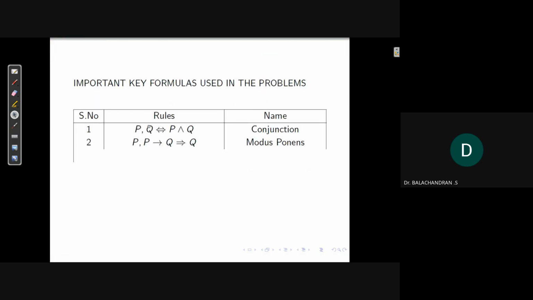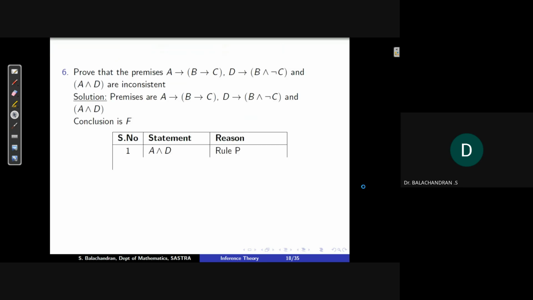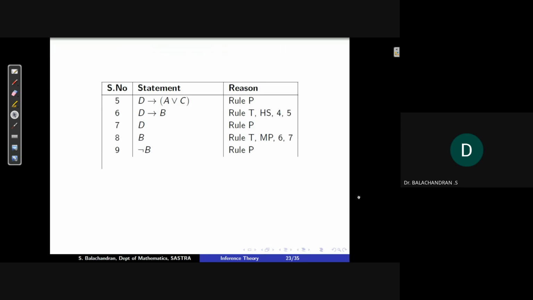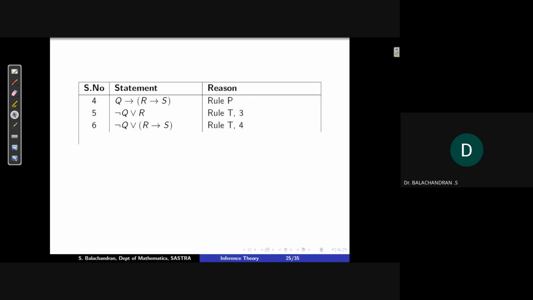Yes, here look at the first one. P comma Q is equivalent to what? P and Q. So now I have P comma Q, I will write P and Q. So you should remember all the rules and the laws, then only you can easily understand the concept. Okay, so now this is P, this is Q.